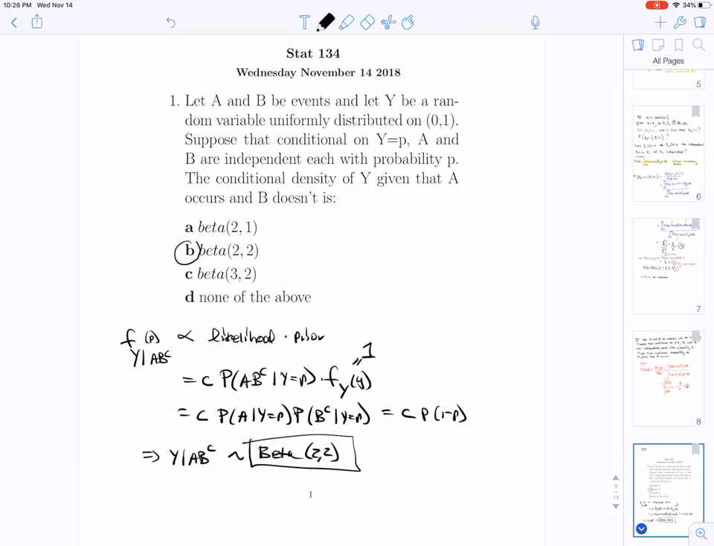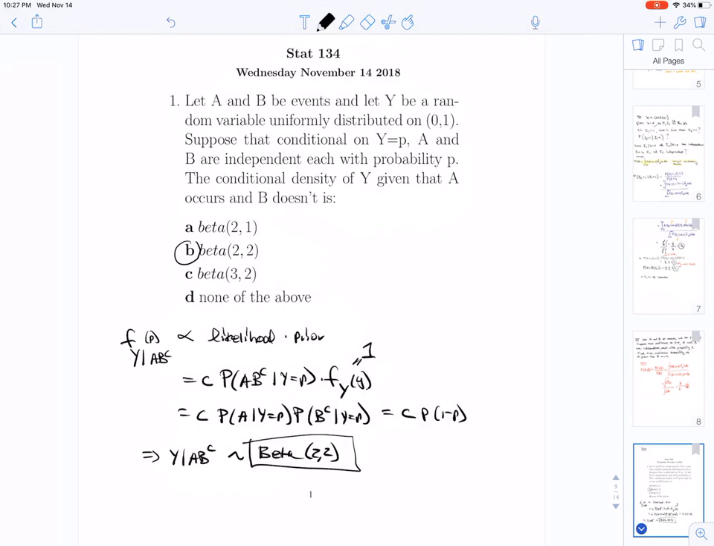So let A and B be events and let Y be a random variable uniformly distributed on 0, 1. Suppose that conditional on Y is P, A and B are independent, each with probability P. The conditional density of Y, given that A occurs and B doesn't, is, so it turns out to be beta 2, 2.